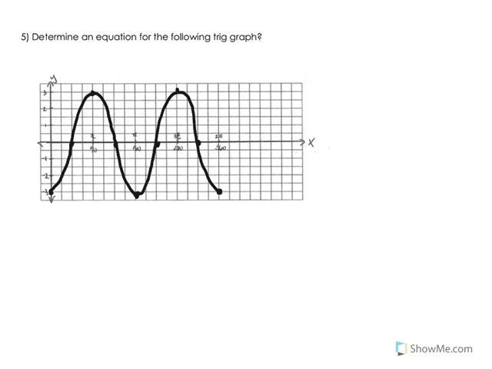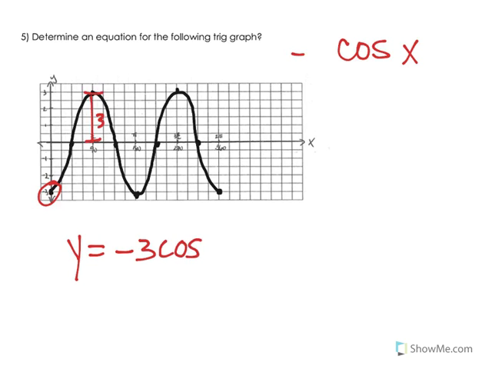Okay, so number 5, this is the graph that you had drawn on your paper. Since it's starting at the negative amplitude instead of at 0, I know it's got to be a cosine graph. I also know it's going to be a negative cosine because it started down on the negative side instead. So I know I'm going to have y equals negative. Now that amplitude, the height, is 3 units. So I know it's going to be negative 3 cosine.